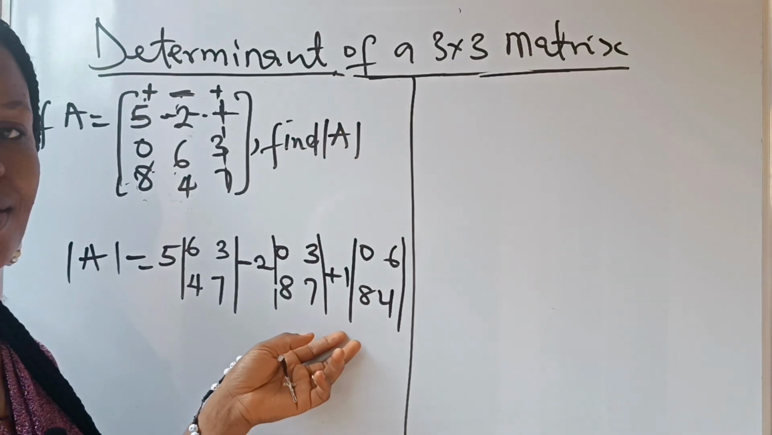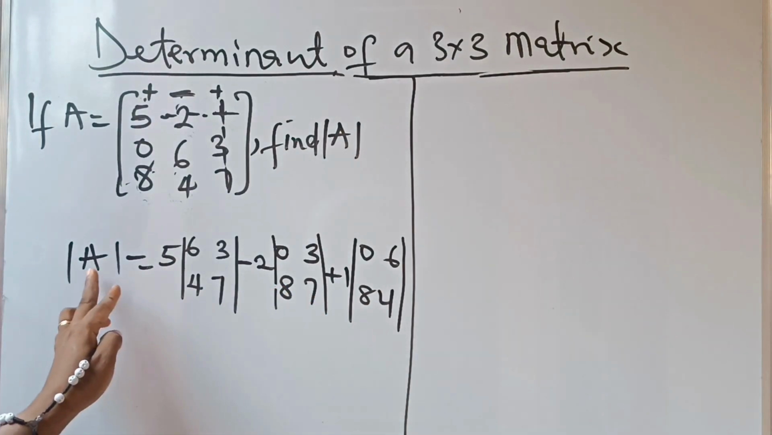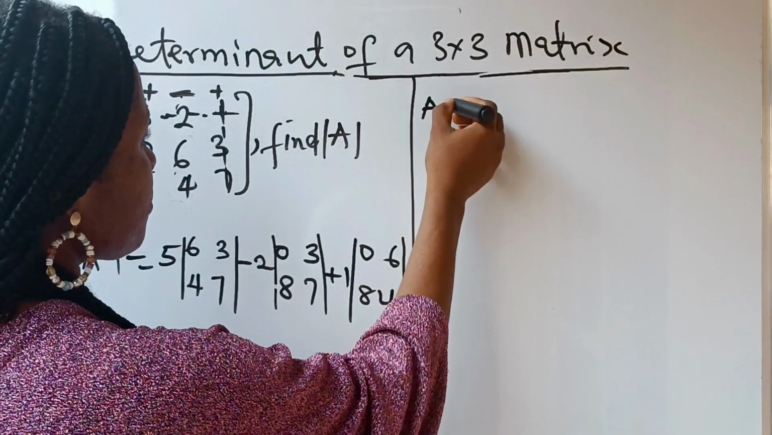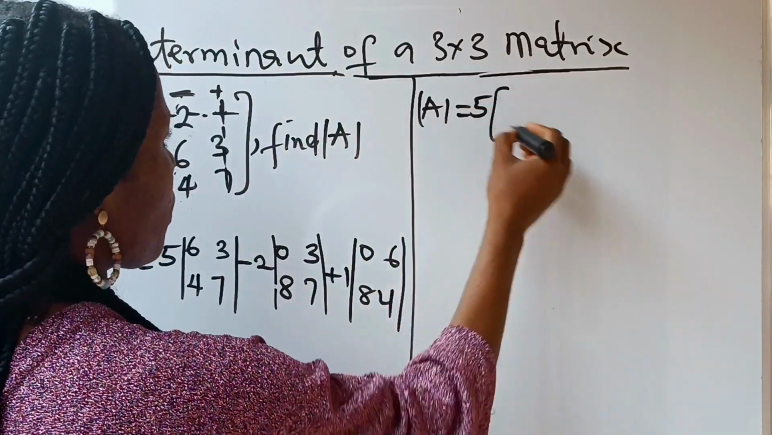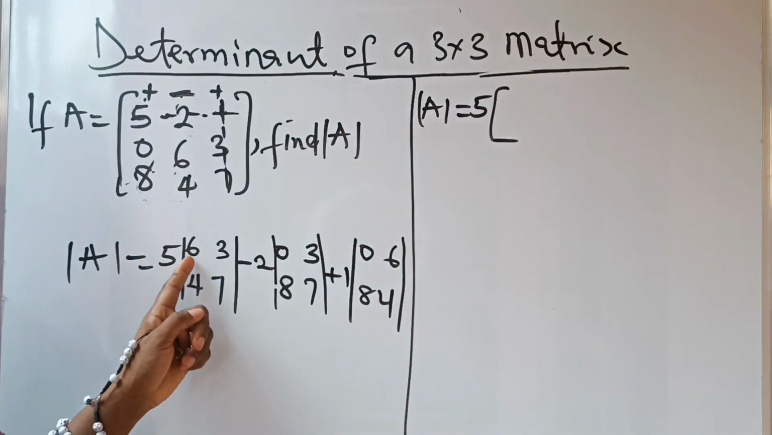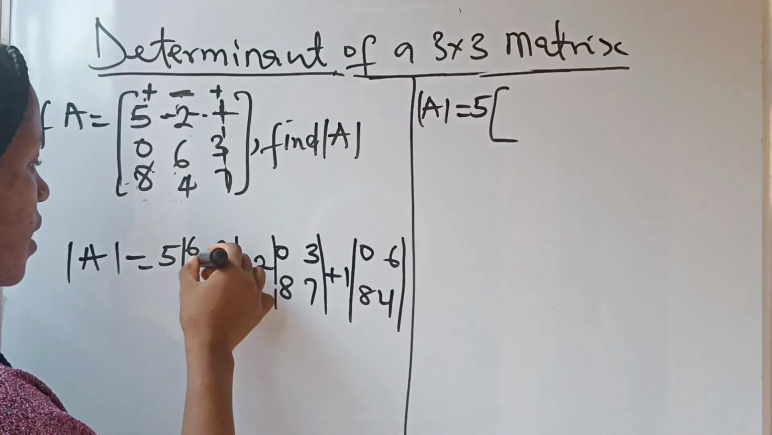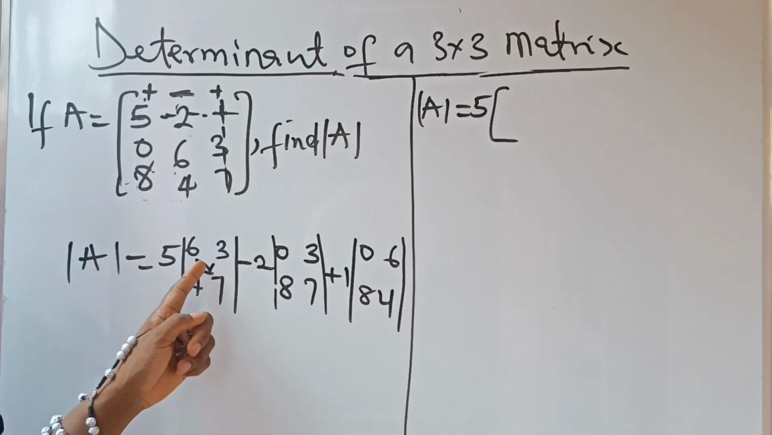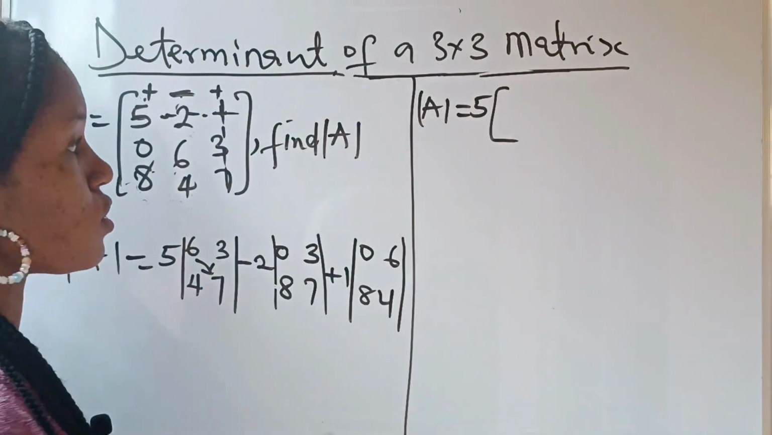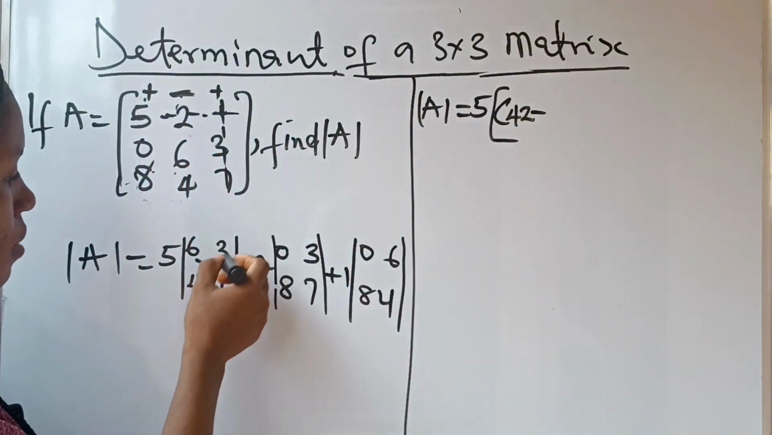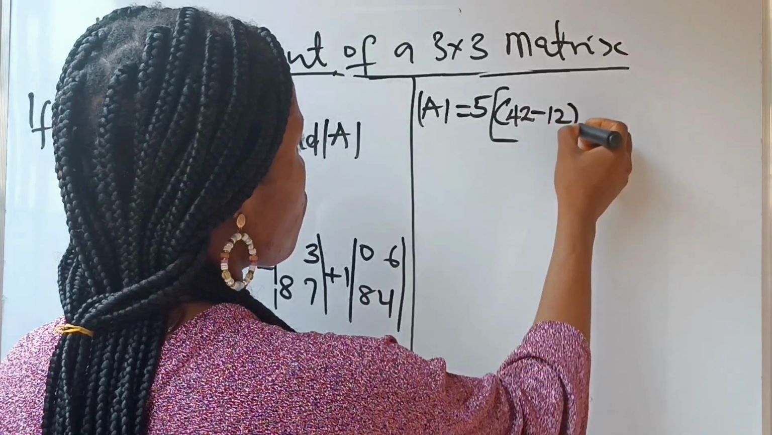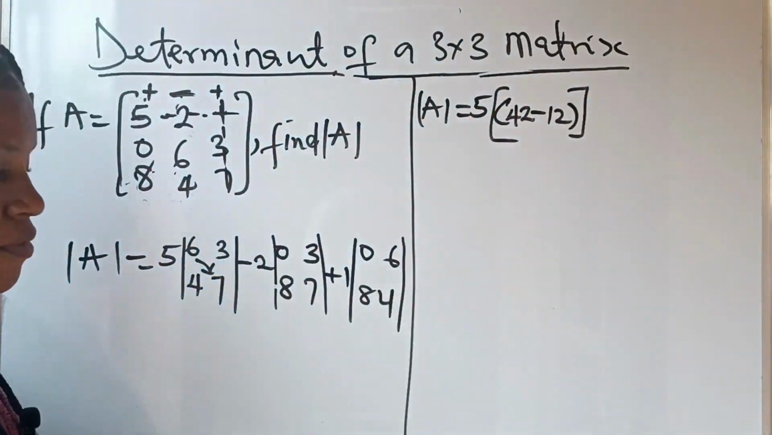This is where you now start solving your determinants. So the determinant of A is going to be equal to, we have our 5, you open your brackets. Now what is our leading diagonal? 6 and 7, right? So 6 times 7 is going to give us 42. So we write 42 minus 3 times 4, which will give us 12. We are through with 5.